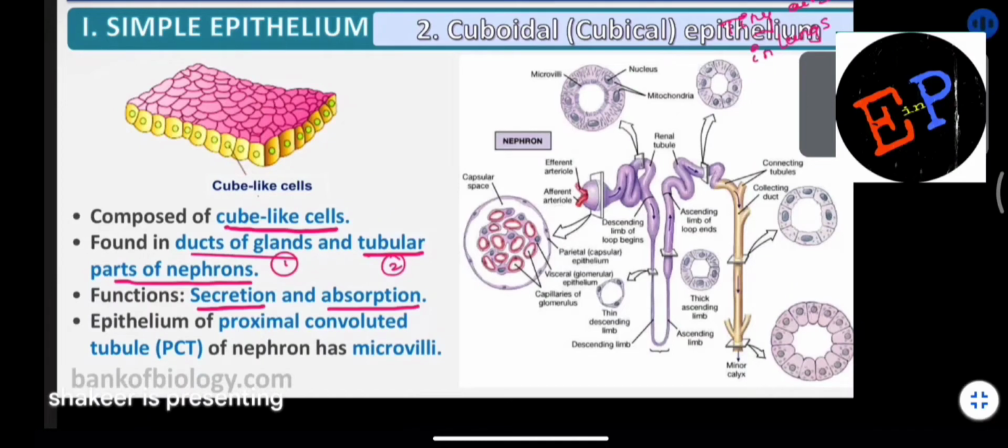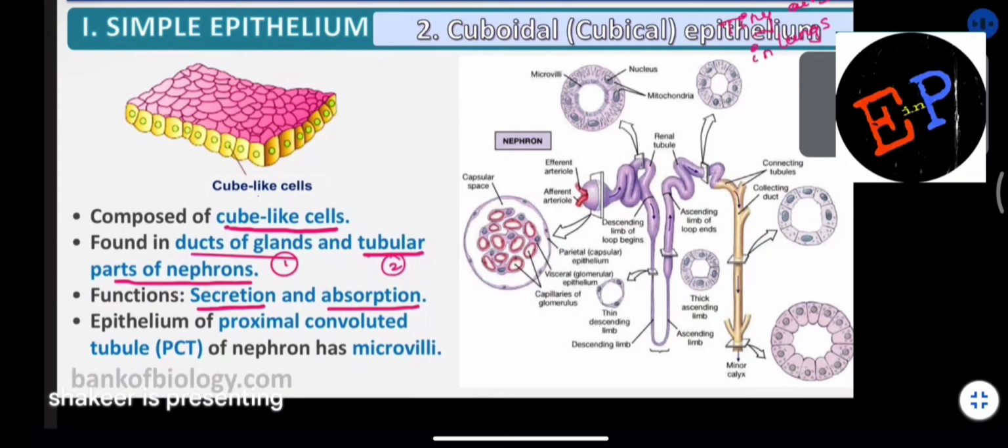What was the first one? The first one was irregular epithelium, right? And where was it present? It was present in veins and arteries, and it was present in alveolus. And what was the function of those cells? The function of those cells was diffusion of gases. Here this cuboidal epithelium, what is it doing? It is responsible for secretion as well as absorption. So these functions you should not forget.